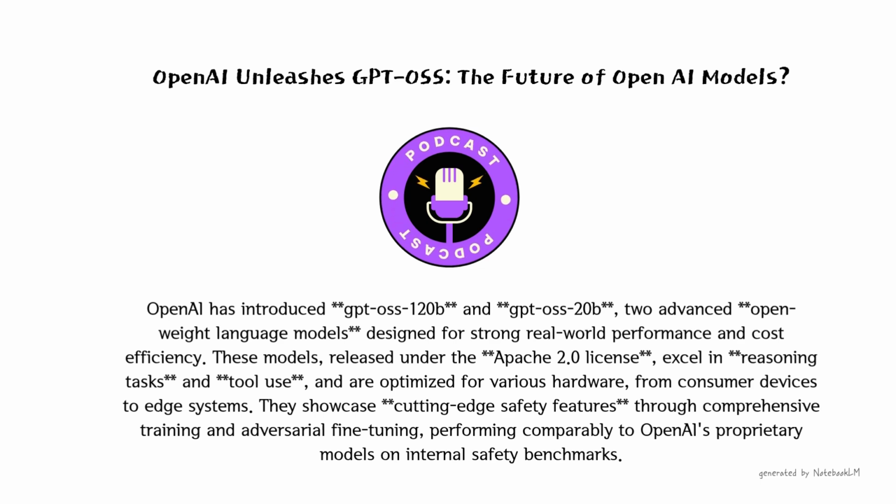Precisely. This deep dive is all about OpenAI's recent release, GPT-OSS 120B and GPT-OSS 20B. And these aren't just new model names. They really represent a significant shift, maybe philosophically as well as technologically. They're making advanced AI capabilities much more broadly available than, frankly, we've seen from them in quite a while.